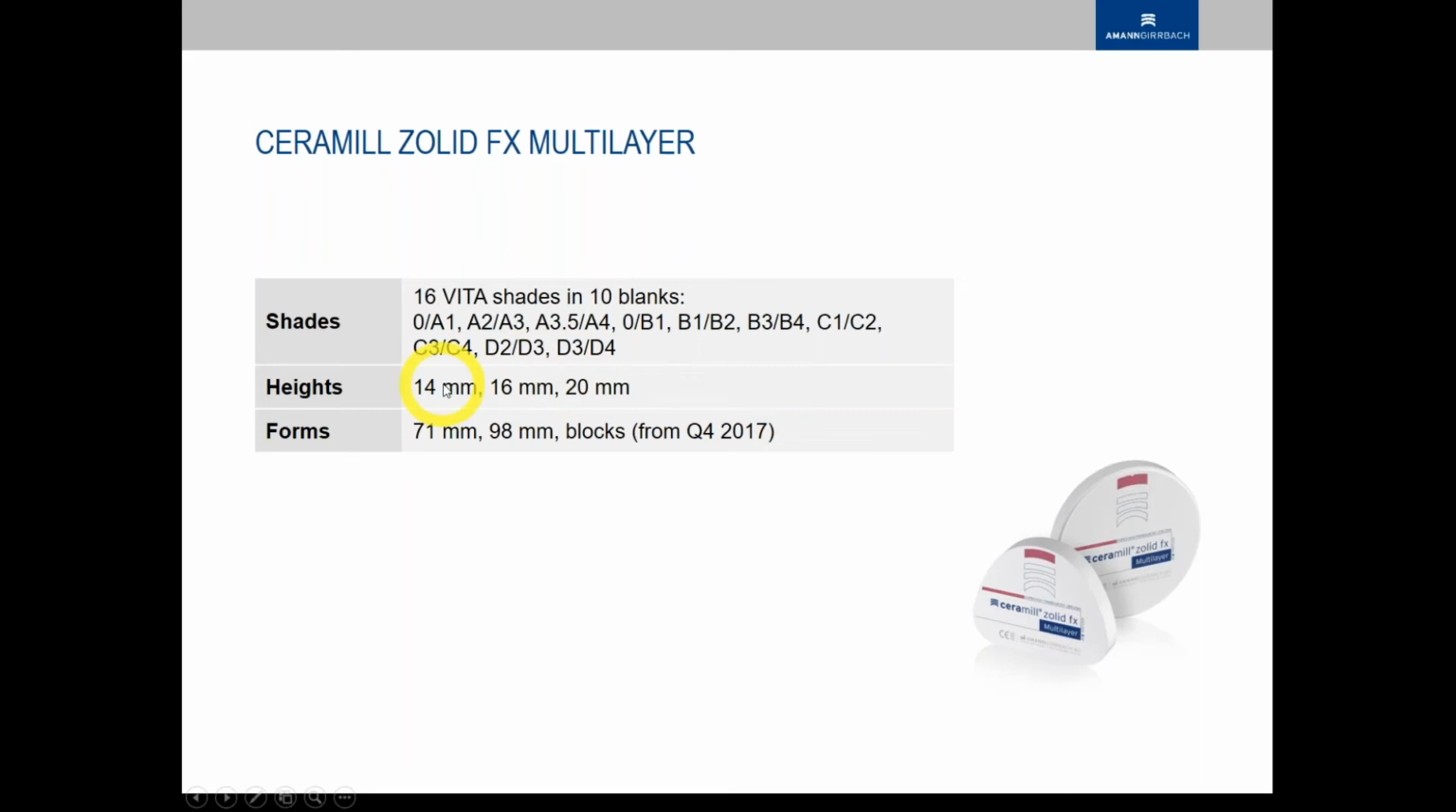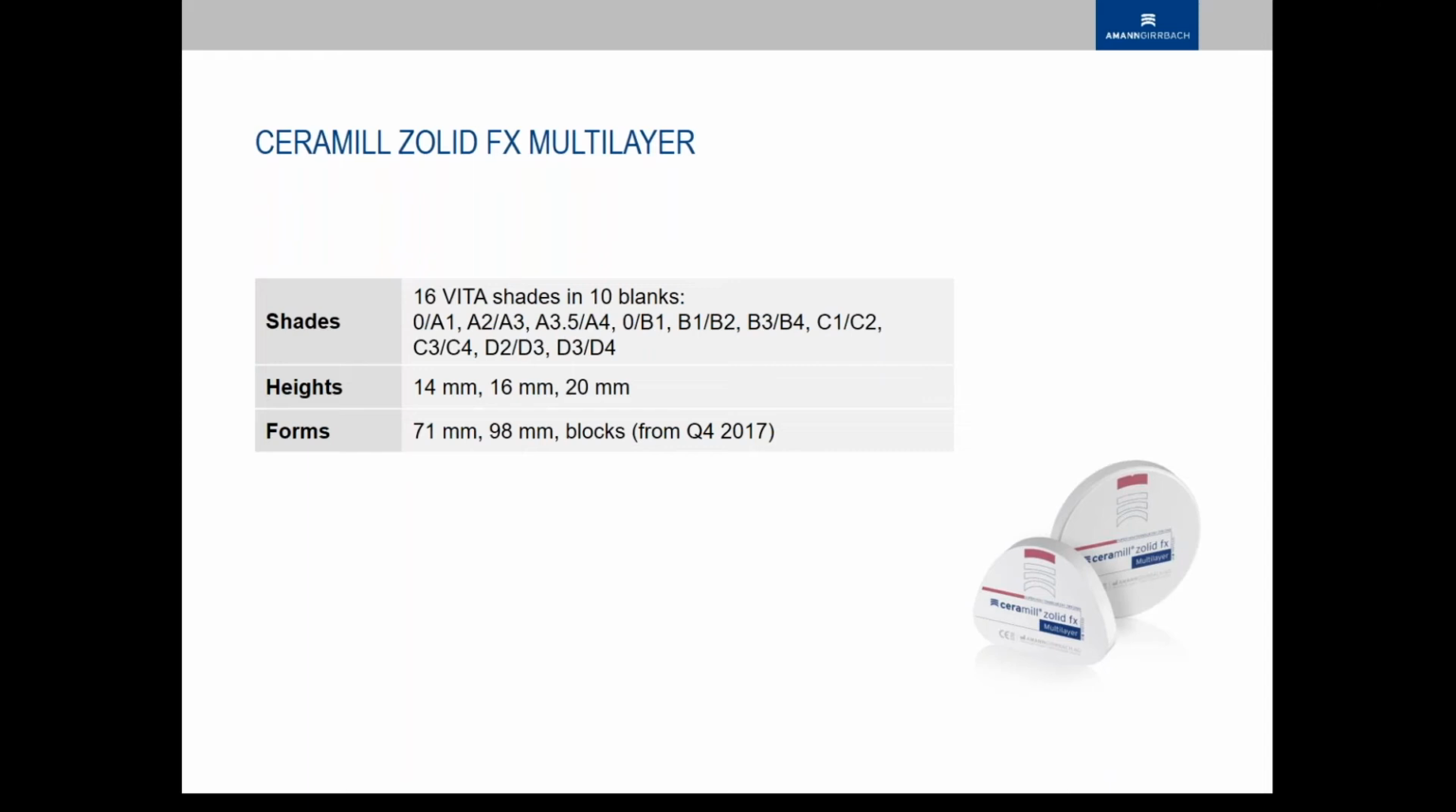the heights here are 14, 16, and 20, where the gradient stretches or compacts more. So that is something to keep in mind: how tall is the restoration you're going to go for. Think about that first before you just nest it in a block, and keep in mind that results might differ depending on that. If you tried the material and were maybe unhappy with it, maybe that was the reason.